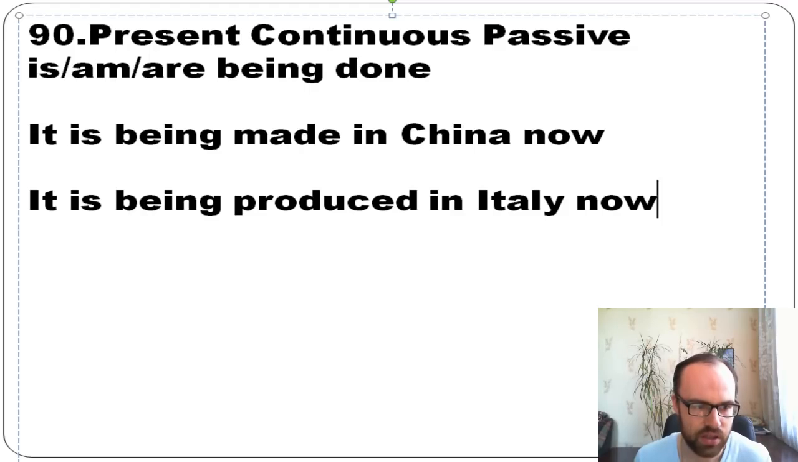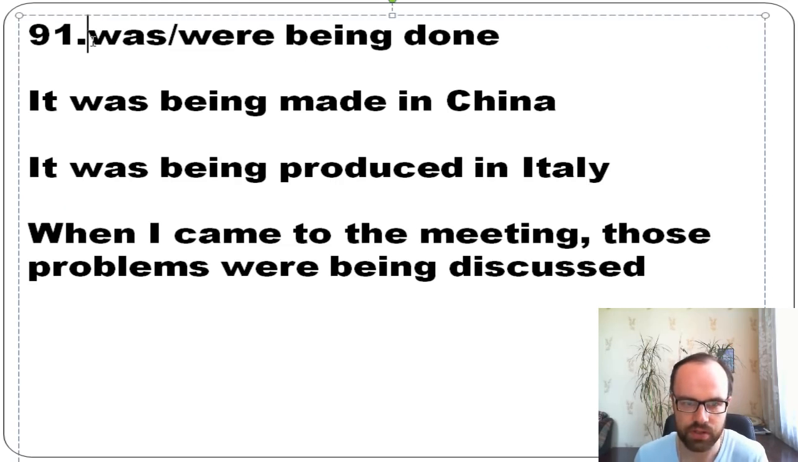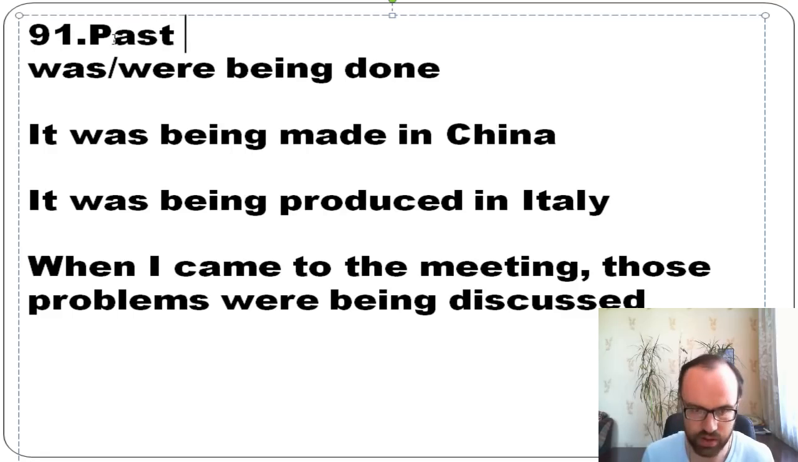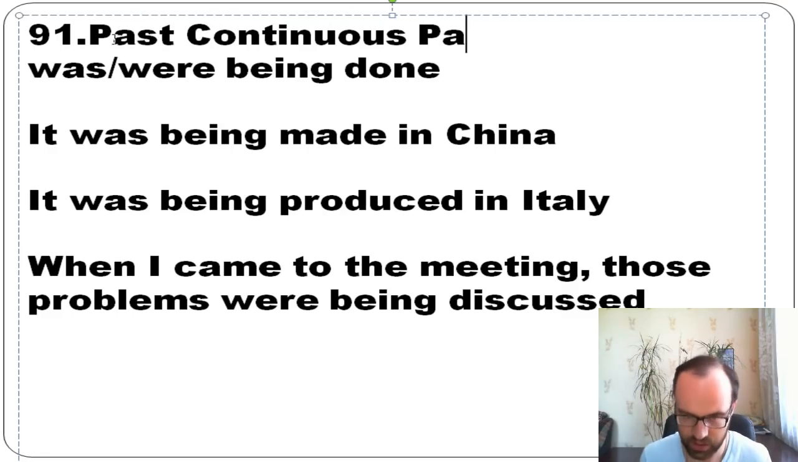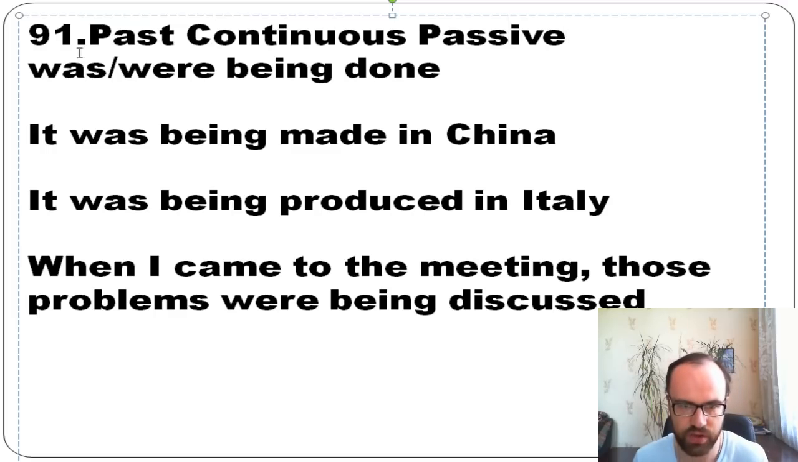Okay, next. Past continuous passive. The same structure: was, were, been, plus past participle. It was being made in China. It's a long process. Yeah, we use past continuous for a long process. It was being produced in Italy.